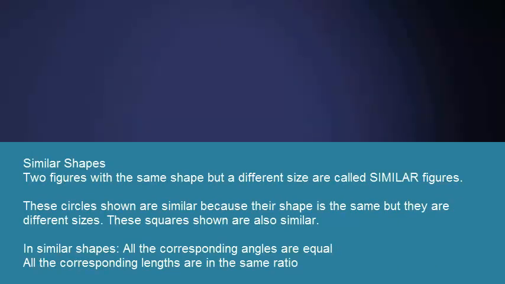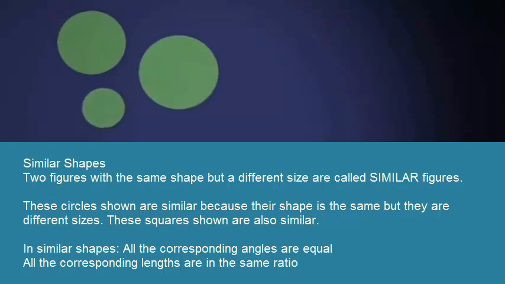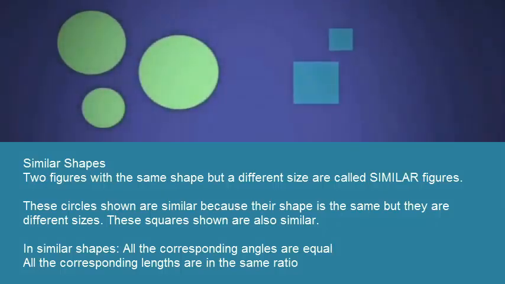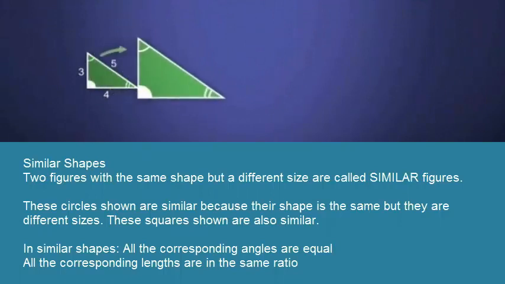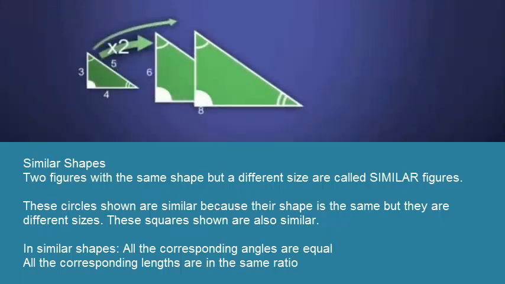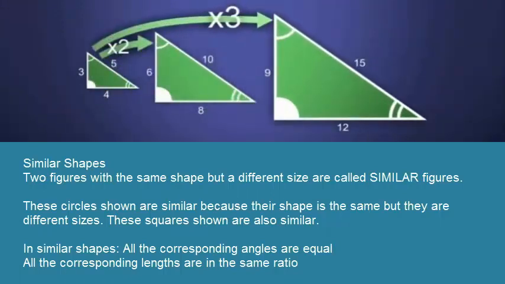Similar shapes. Two figures with the same shape but a different size are called similar figures. These circles shown are similar because their shape is the same, but they are different sizes. These squares shown are also similar. In similar shapes, all the corresponding angles are equal. All the corresponding lengths are in the same ratio.